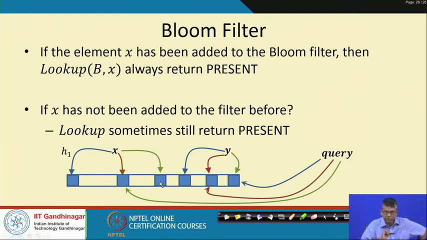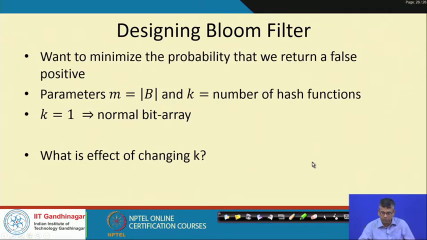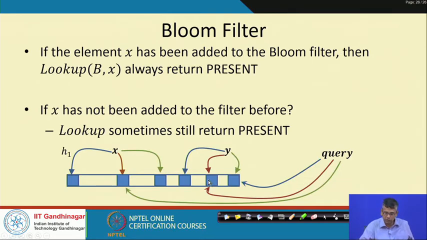So, x turned on these 3 bits, y turned on these 3 bits, and now a query comes. Now, it is not very hard to see that if the query is being mapped using h1 to this position, using h2 to this position, and using h3 to this position, right. In that case, lookup of this query will return yes, because x and y have turned on these bits. So, this is unfortunate, but this is what we said, that we can make an error. The only question now is, can we bound the probability of this error? Can we say that the probability of this happening is really small?